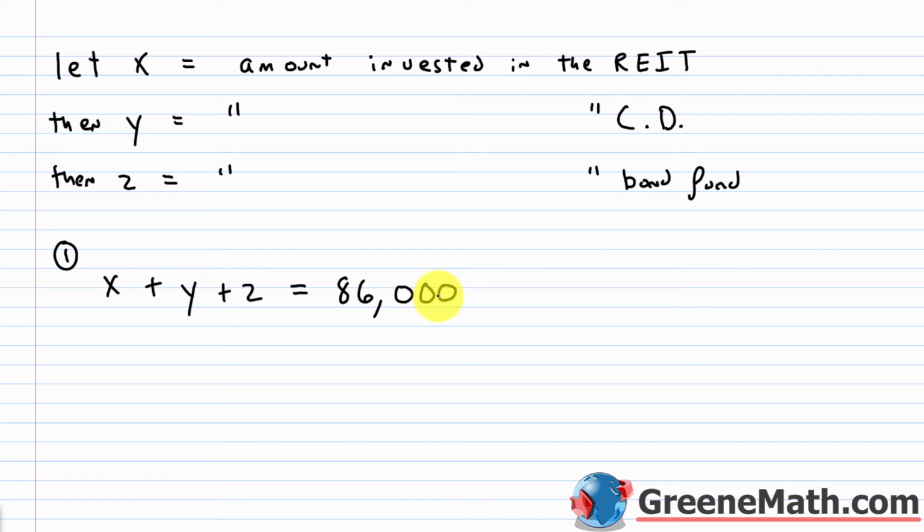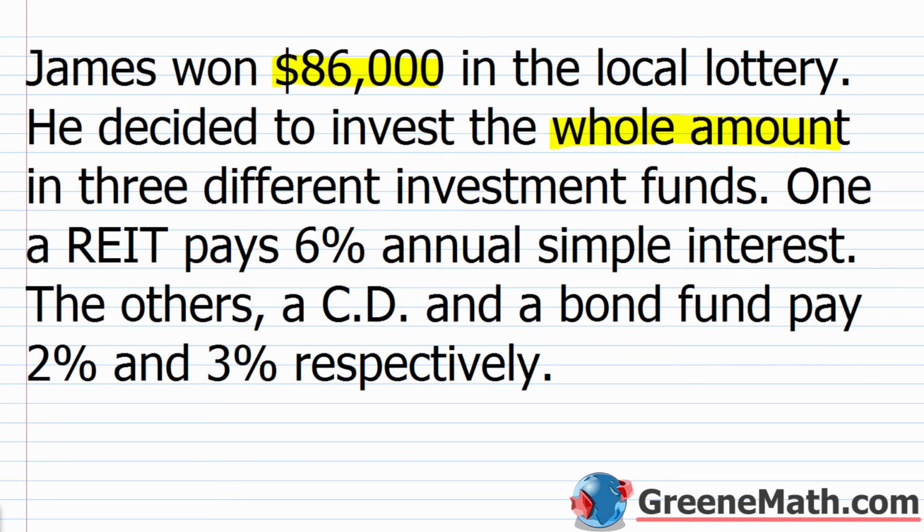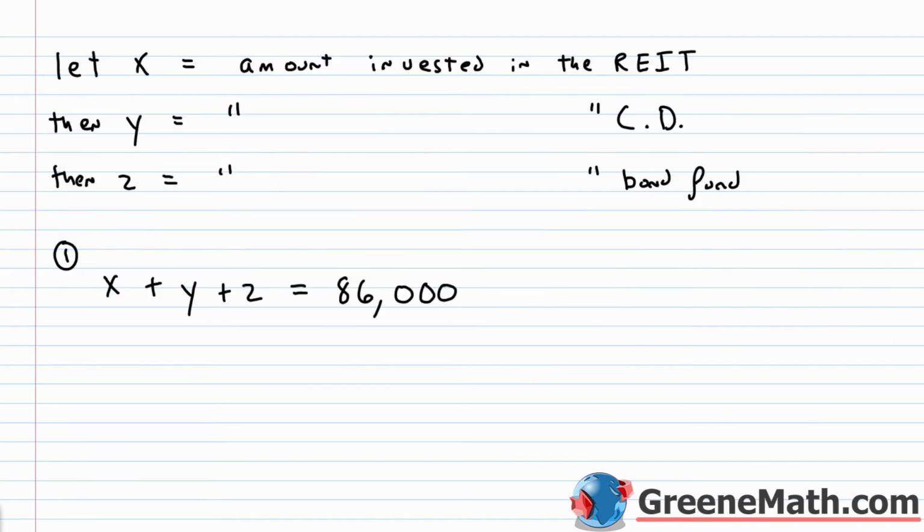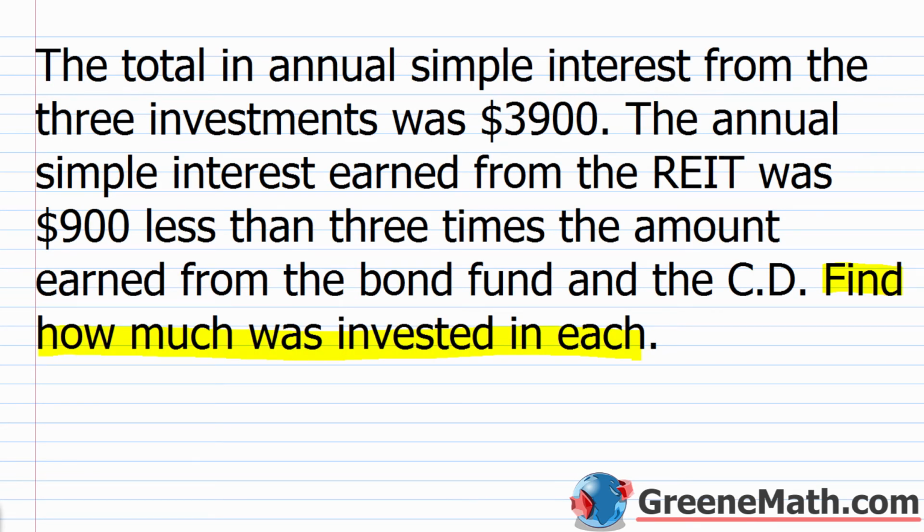All right, let's see if we can get another equation. So the next thing we see, we have a REIT pays 6% annual simple interest. The others, a CD and a bond fund, pay 2% and 3% respectively. Let me write that down here real fast. So let's put that this one pays 6%, this one pays 2%, and this one pays 3%. Okay, let's go back up. Now, the next part is where we're going to get our next equation. The total on annual simple interest from the 3 investments was $3,900.